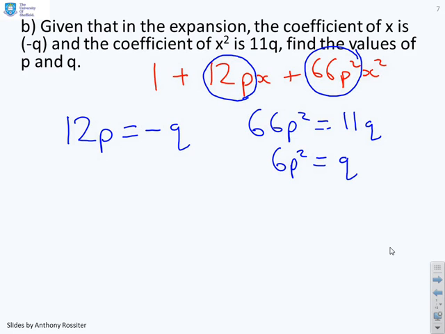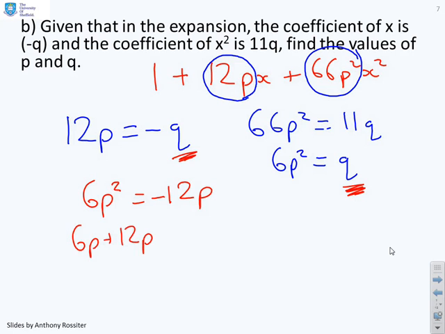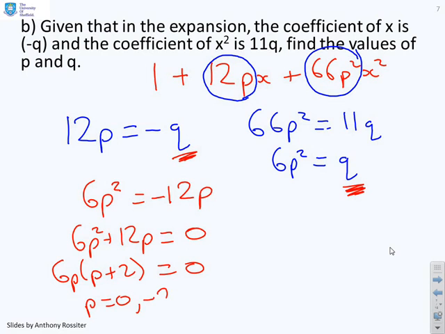And what do you notice? I've got a plus q here and a minus q here. So what that tells me is that 6p squared equals minus 12p. I hope that's obvious to you from those two expressions. And having done that, I can write 6p squared plus 12p equals 0, or 6p into p plus 2 equals 0, which gives me p equals 0 or minus 2.